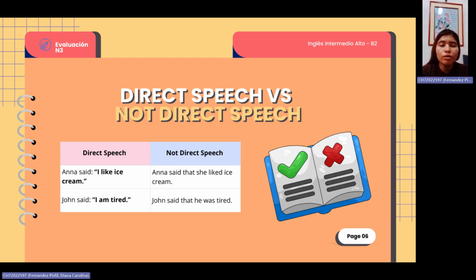Finally, it's important to know the difference between direct speech and indirect speech. Direct speech is when we use the person's name, the colon, and the quotation marks. For example, Anna said, "I like ice cream." In indirect speech, we don't use the quotation marks or the colon. It is not direct speech. Thank you.